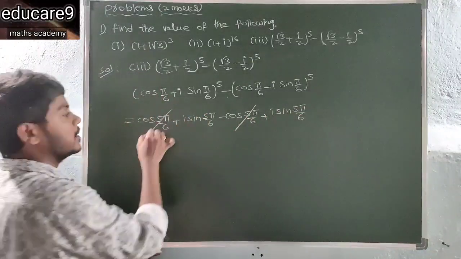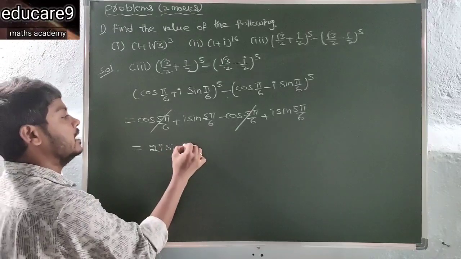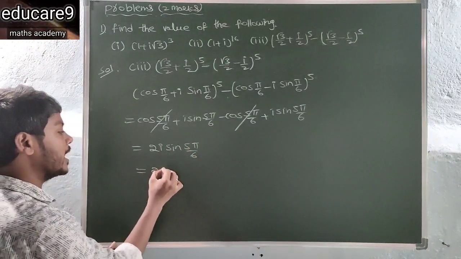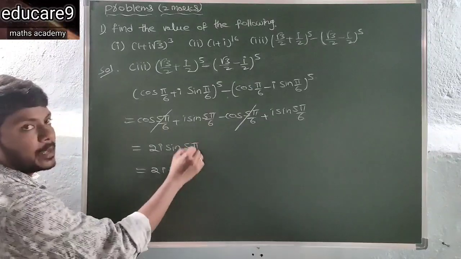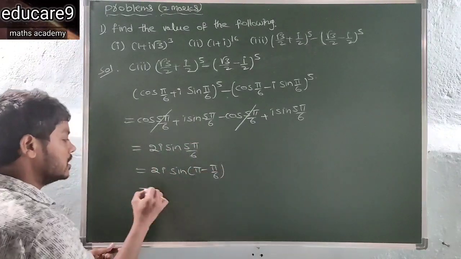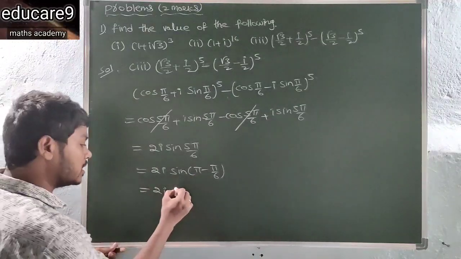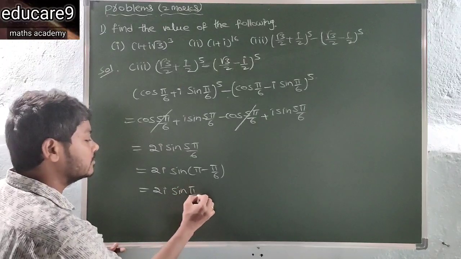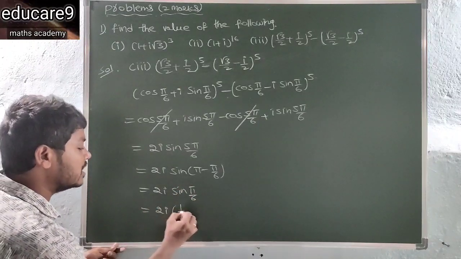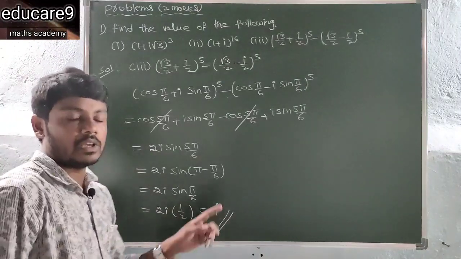So here these two terms get cancelled. You will get 2i sin of 5 pi by 6. So this is equal to 2i into sin 5 pi by 6, write as pi minus pi by 6. So this is 2i into sine of 180 minus theta, so again you will get sine theta, it is sine pi by 6. So 2i into sine pi by 6, value is 1 by 2. So clearly this is i. So this is the required answer.